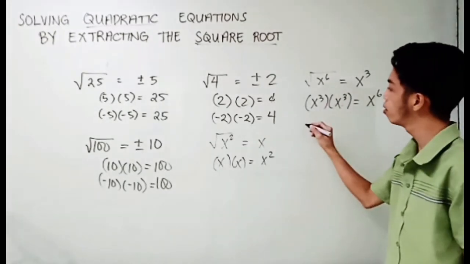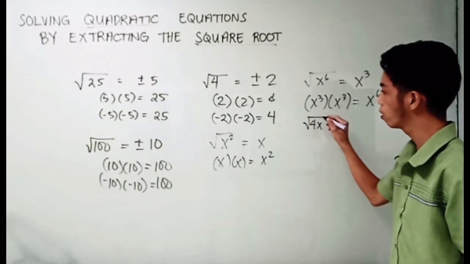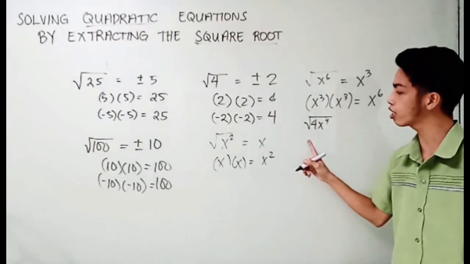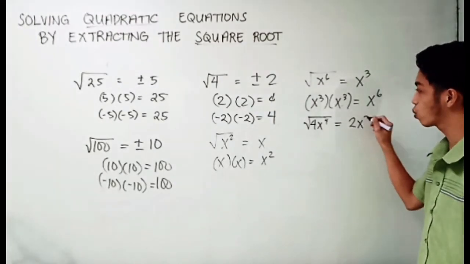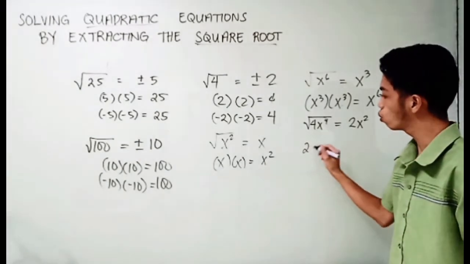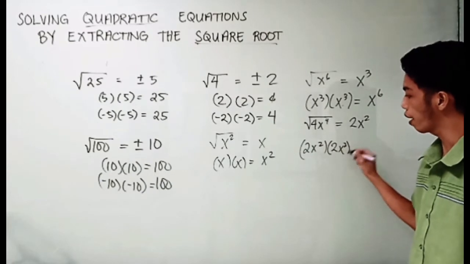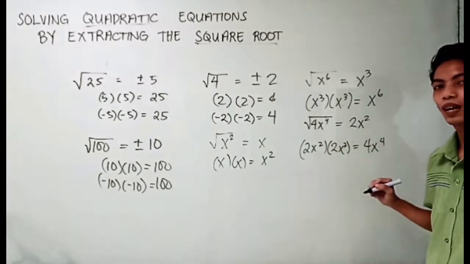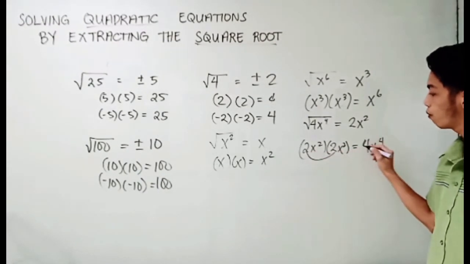How about the square root of 4x to the fourth? If I'm going to find the square root of 4x to the fourth, that would be 2x squared. Bakit 2x squared? Because 2x squared times 2x squared is equal to 4x to the fourth. Bakit naging 4x to the fourth? 2 times 2 would be 4.